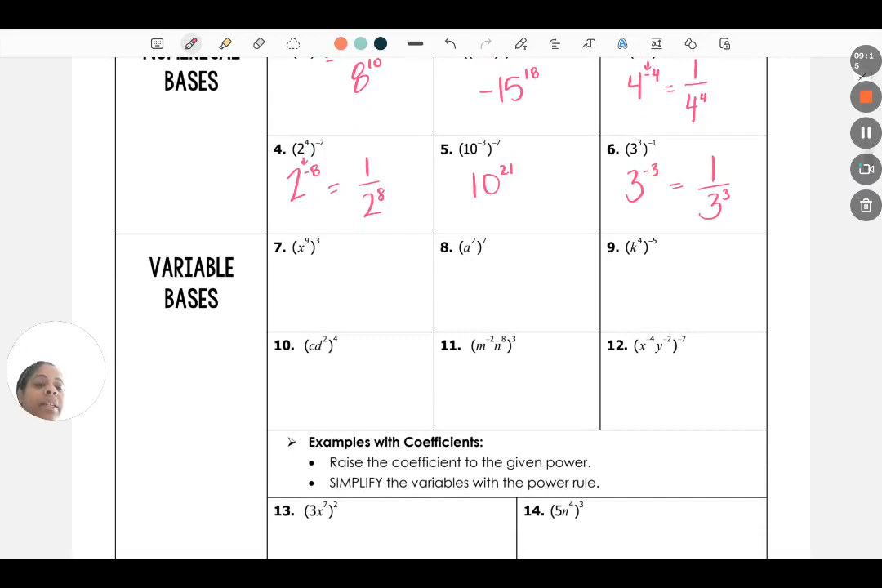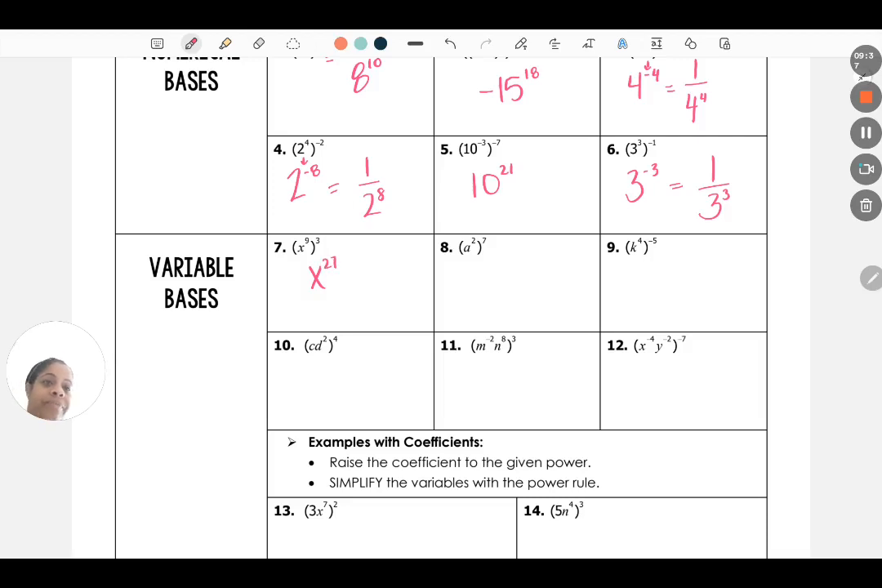Variable bases. All right, so variables meaning letters. Letters with exponents. Here we go. We have x raised to the power of 9 and that raised to the power of 3. X is going to be my base, and 9 times 3 is 27.